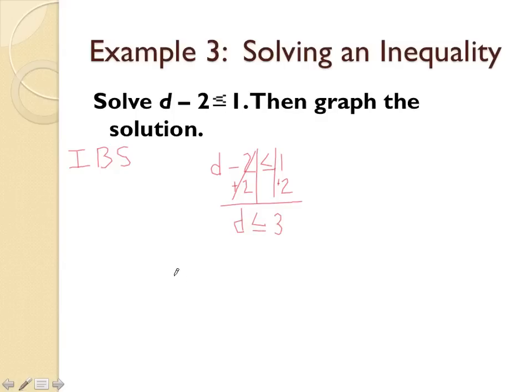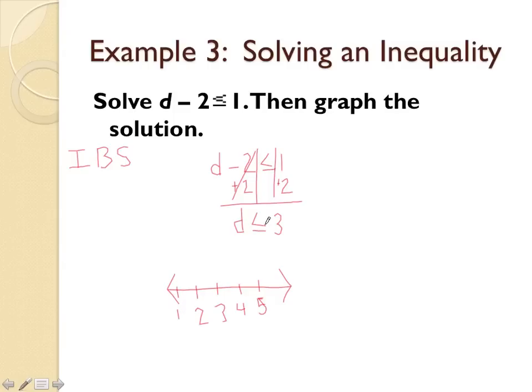All right, well, let's make a graph that shows the representation of this. I'm going to draw a number line, and again, if I'm writing it on the screen, you should be writing it on your paper. All right, so I have 5 and 4 and 3 and 2 and 1.